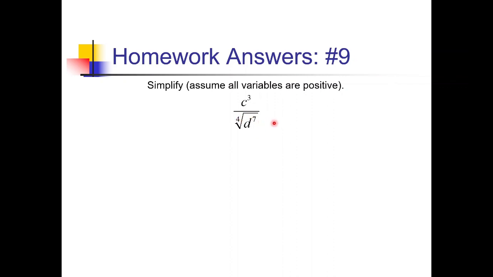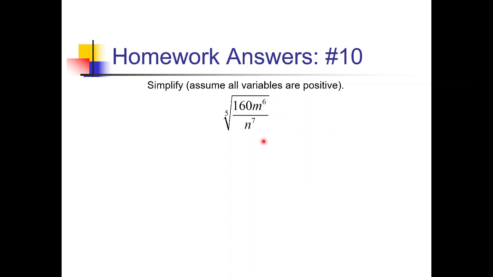So if I multiply this by the fourth root of d over the fourth root of d, that gives me a c cubed fourth root of d upstairs and fourth root of d to the 8th downstairs. Fourth root of d to the 8 is just going to be d squared, so we've got this stuff up here over d squared.